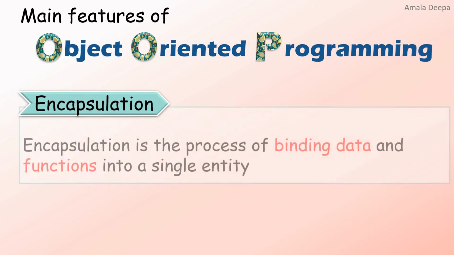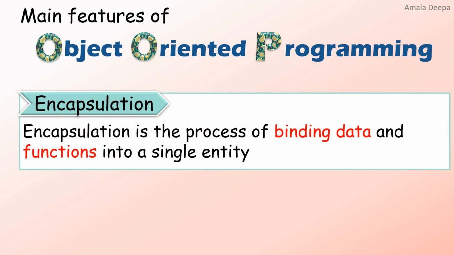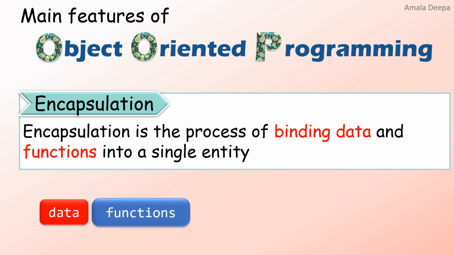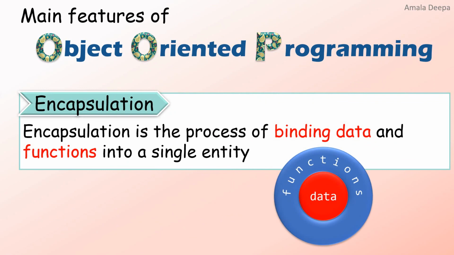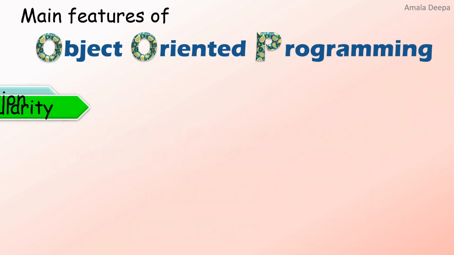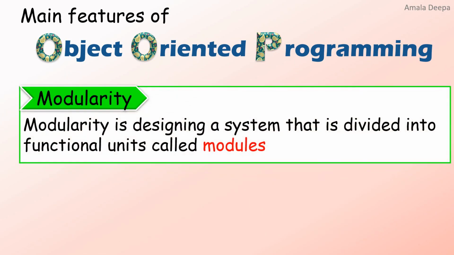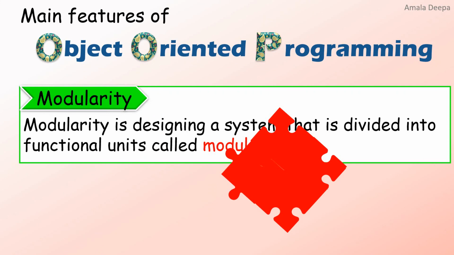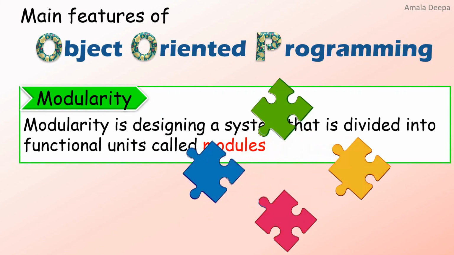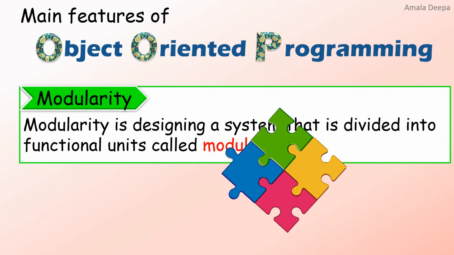Encapsulation. Encapsulation is the process of binding data and functions into a single entity. When data and functions which are separate are bound together into a single unit, this process is called encapsulation. Encapsulation provides data hiding and data security. Modularity. Modularity is designing a system that is divided into functional units called modules. A complex problem is decomposed into modules, and these modules are once again put together to get the solution to the complex problem.